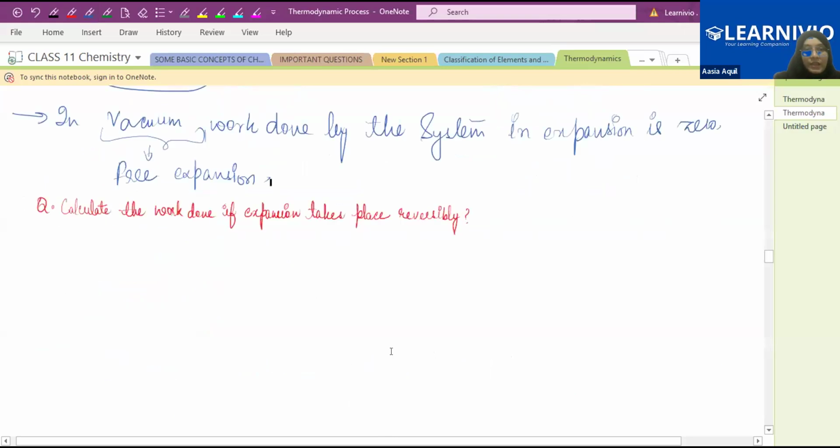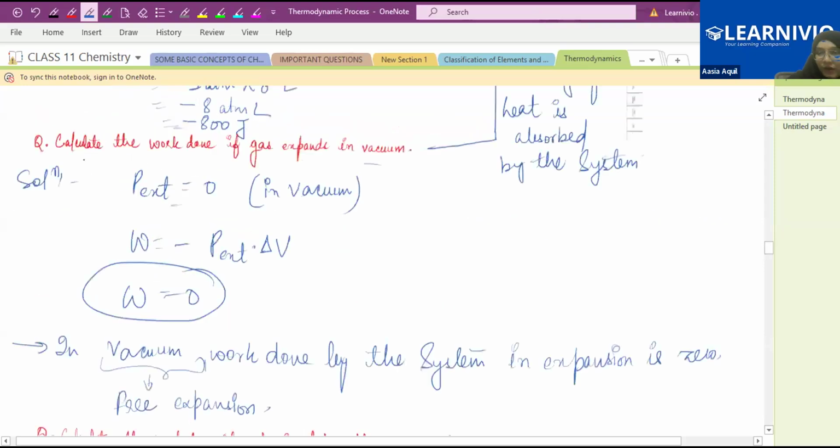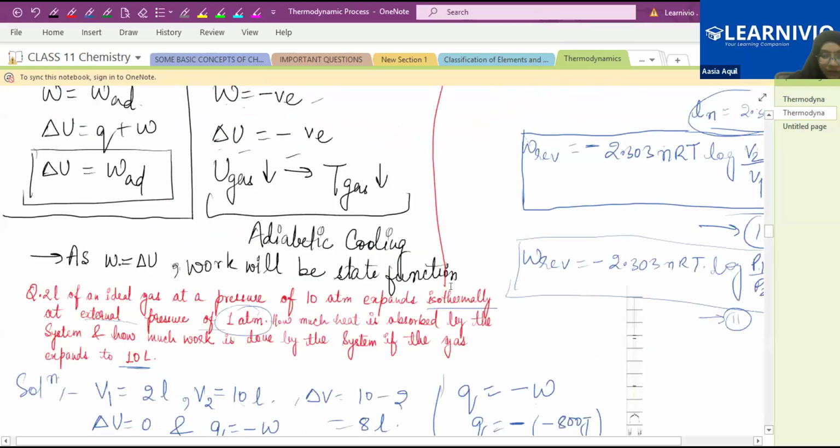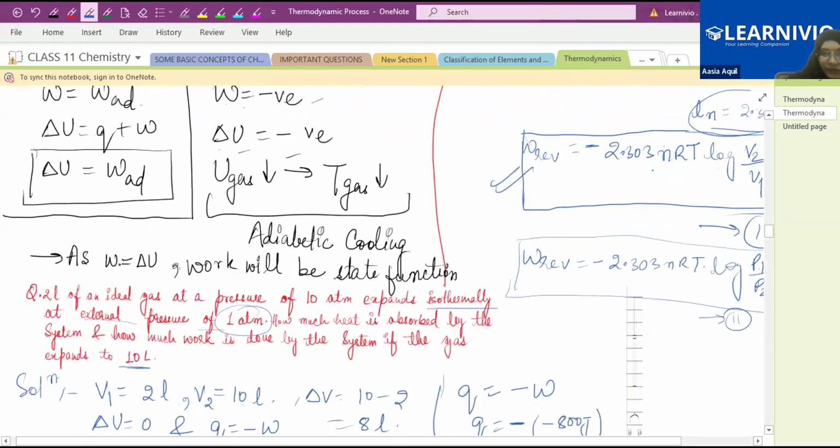Next one. Calculate the work done if the expansion takes place reversibly. You should know the conditions for reversibly. We have derived a formula for this. Here's the formula, so you will use this formula: W reversible is equal to minus 2.303 nRT log V2 upon V1. So this formula you will use.